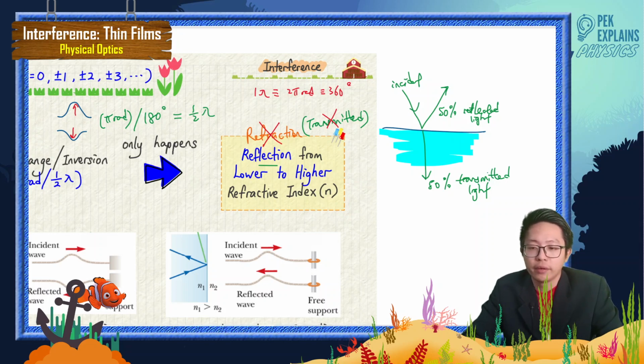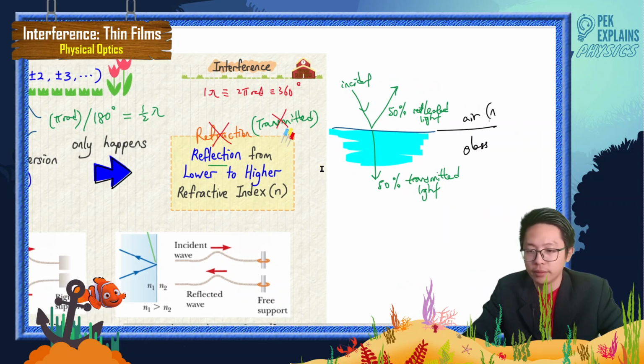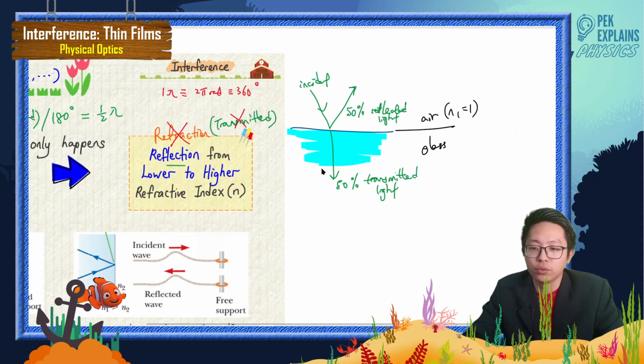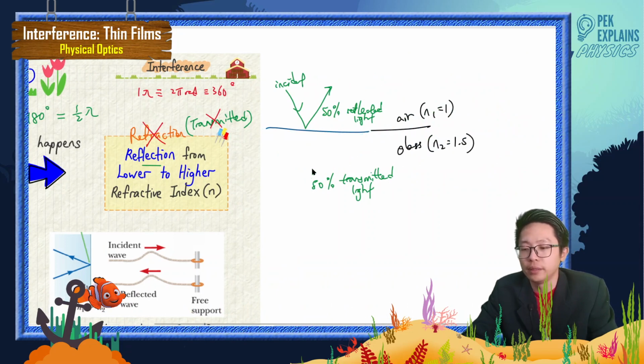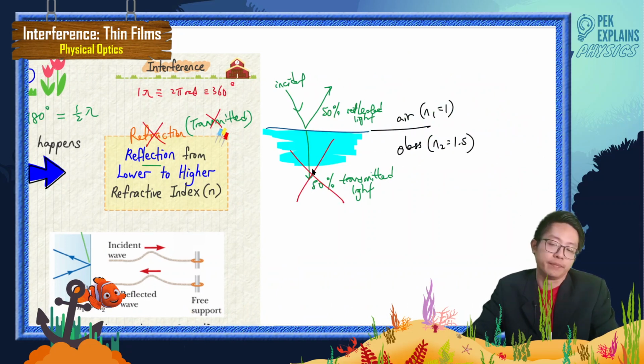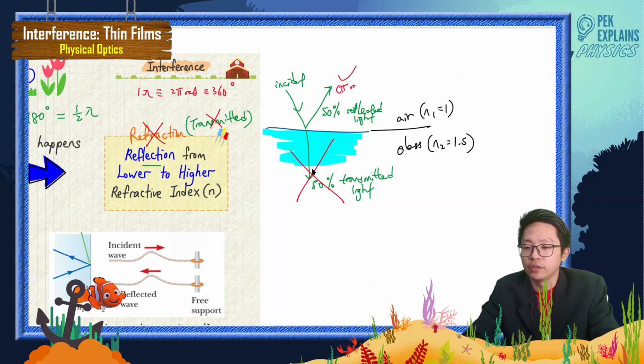Maybe from air going to glass. For the air, the refractive index is equal to 1. The glass refractive index is equal to 1.5. Different refractive index. So when does the phase change happen? Phase change never happens here. Phase change only happens here. That means you have pi radian phase change. This one has no phase change, we put it as 0 radian.